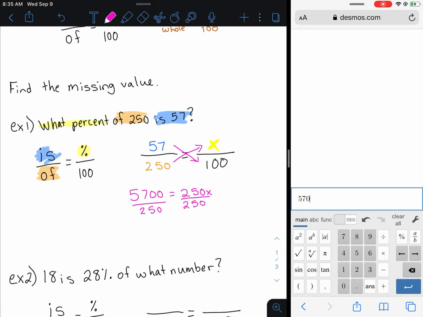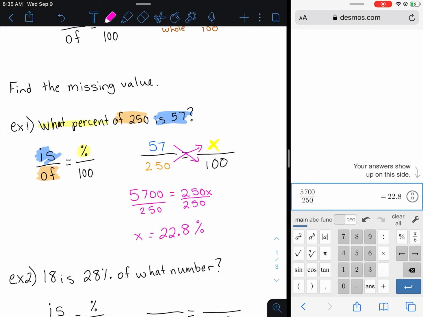So 5,700 divided by 250, and we end up getting 22.8. And remember, we're solving for the percent. So that is how we get that answer. So 22.8%. And this is where our use of number sense comes in handy to make sure our answer makes sense. We have 57 out of 250. So we know we don't have more than 100%.